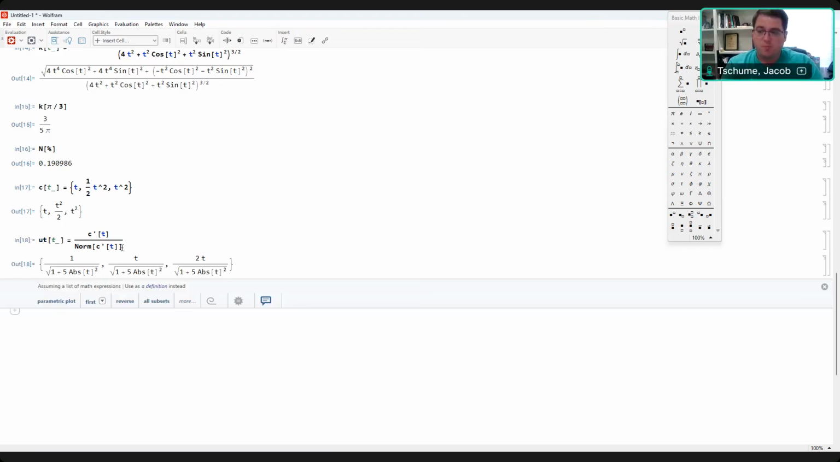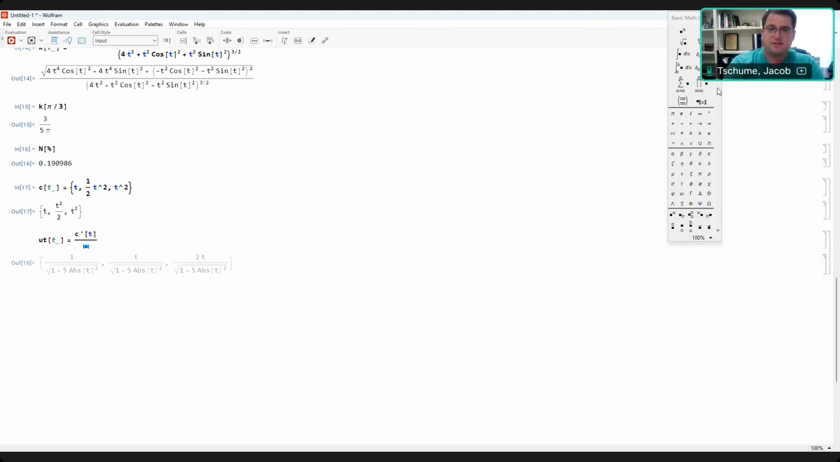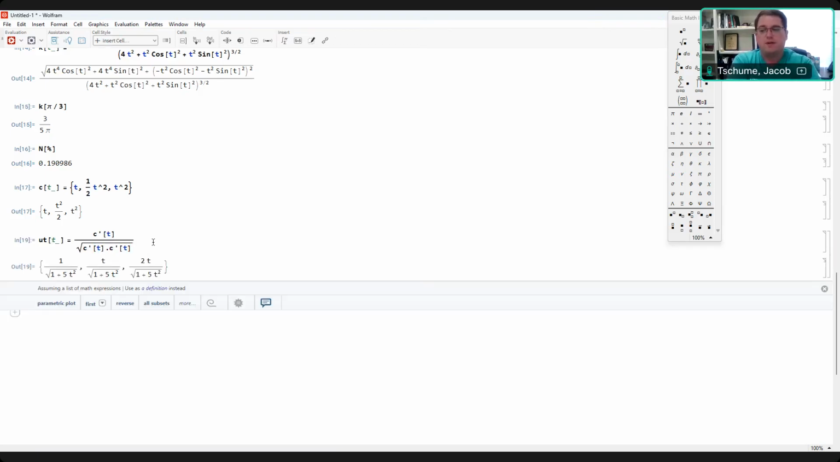Instead of doing the norm of c prime, I can now go back up and we're going to delete this. The backdoor way of doing that is to take the square root and whatever you're trying to take the magnitude of, just dot it with itself. So I would take c prime of t and dot it with itself. You'll notice this should be the exact same answer, except all those ABSs should go away, which they do. You now have your unit tangent function.